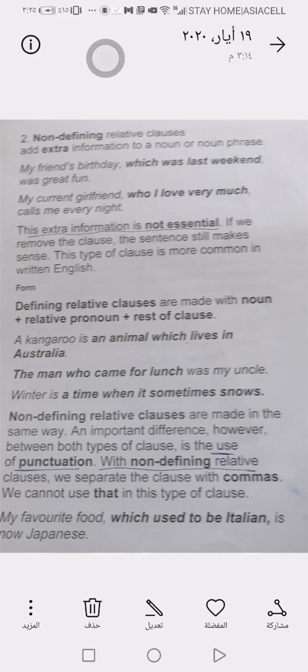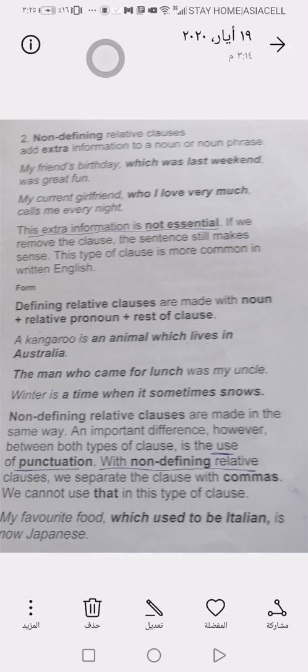For example, my favorite food, which used to be Italian, is now Japanese. I can't use that here. Why? Because it's a non-defining relative clause.